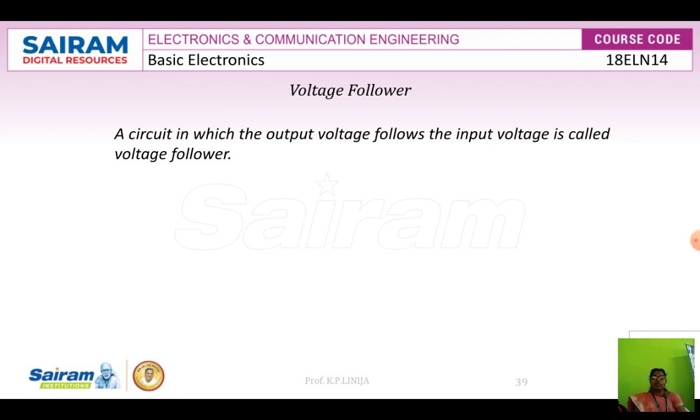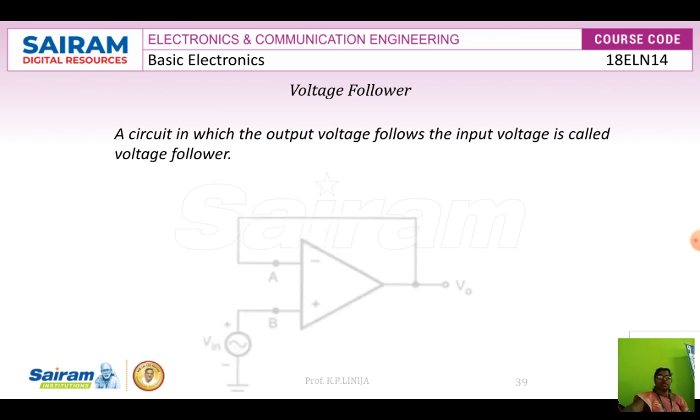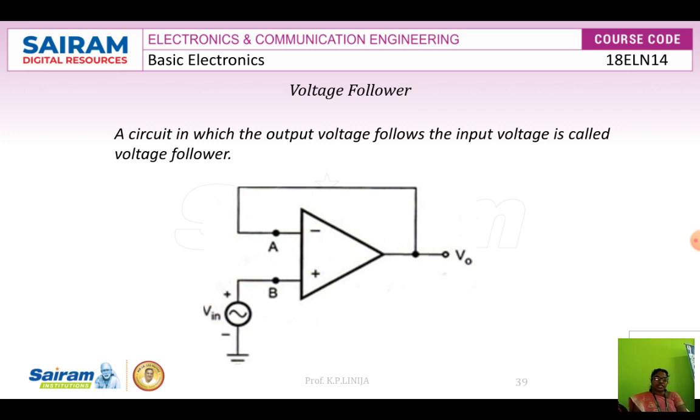Next, following this summer or 3 input adder, let us discuss the voltage follower. Here the output voltage follows the input voltage. That type of circuit is called a voltage follower. For example, if the input is 5 volt, the output is also 5 volt. Then we can say the output voltage follows the input voltage. That particular circuit is called a voltage follower. For that, this is the circuit diagram. We are fed back.